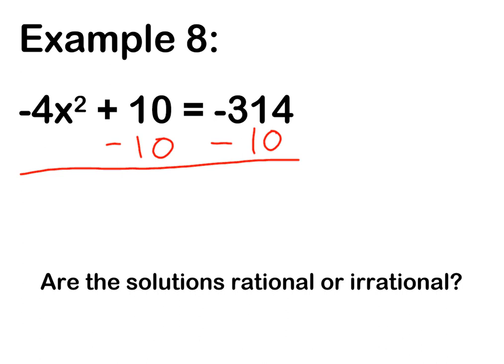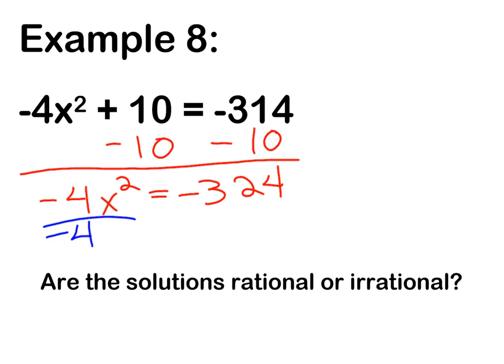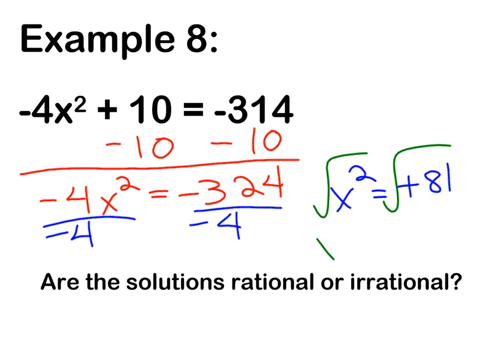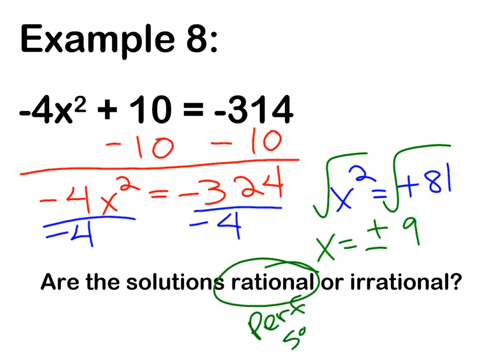So we subtract 10 on both sides to give us negative 4x squared equals, remember we're doing money math, I owe you $314. I borrow 10 more, so I owe you $324. I then divide both sides by a negative 4, and I end up with x squared equals positive 324 divided by 4 is 81. Our last step is to square root both sides to get x equals the positive and negative 9, which is considered rational because it is a perfect square.